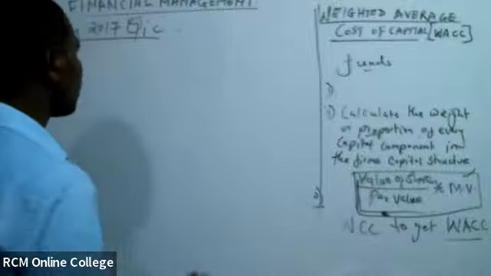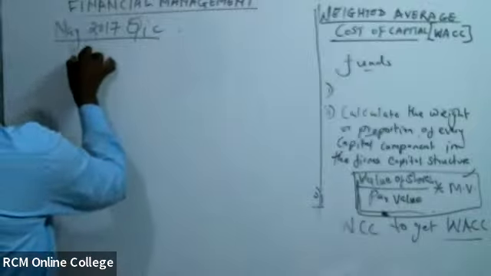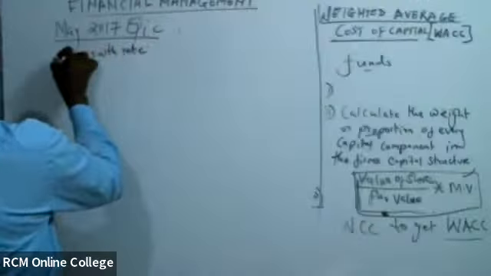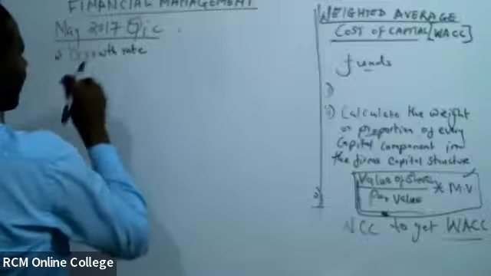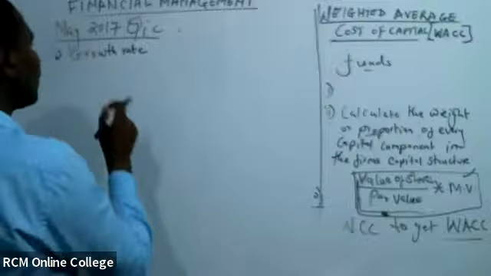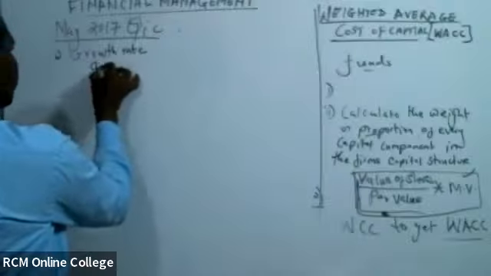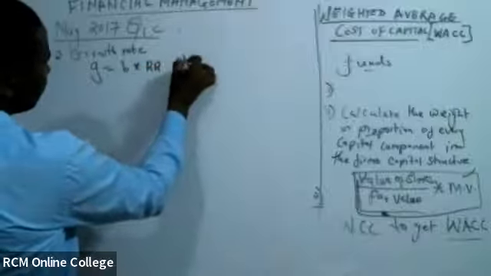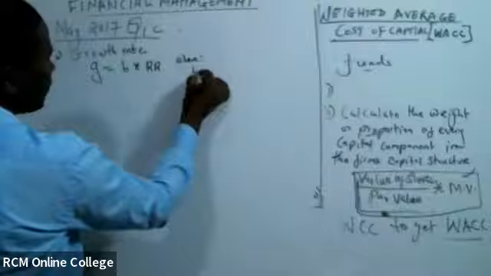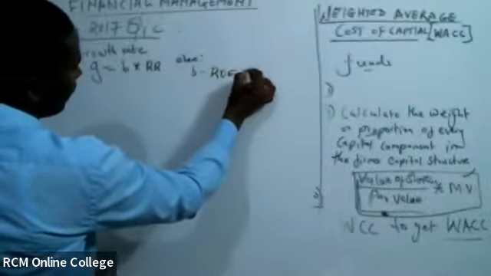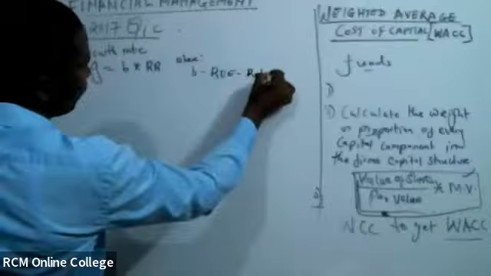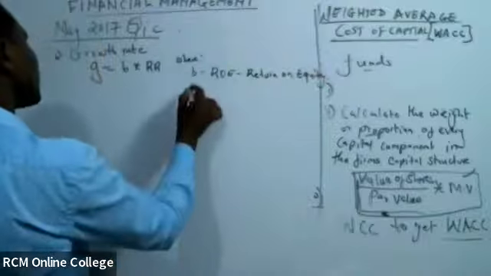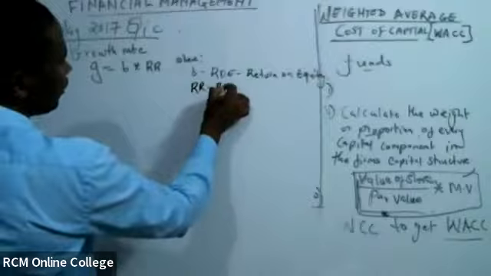So class, we need to compute the growth rate. This is Roman number 1. For us to use the Gordon model to compute the growth rate, we need to appreciate the fact that growth can be given by b times r, where b stands for ROE, return on equity, and r is the retention ratio.